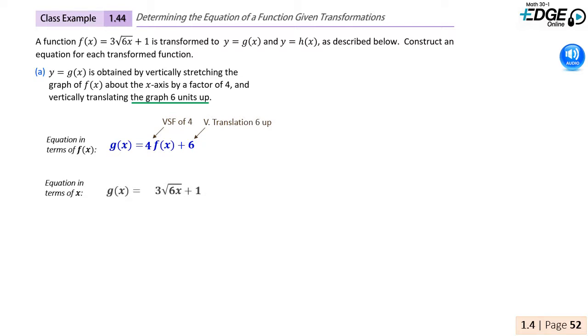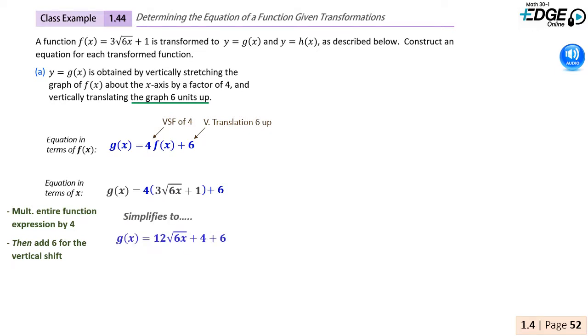If we now want to determine our equation in terms of x, we simply replace f of x with its corresponding expression of 3 root 6x plus 1. If we multiply this by 4 and add 6, we will get a simplified equation that corresponds to our transformed function g of x.